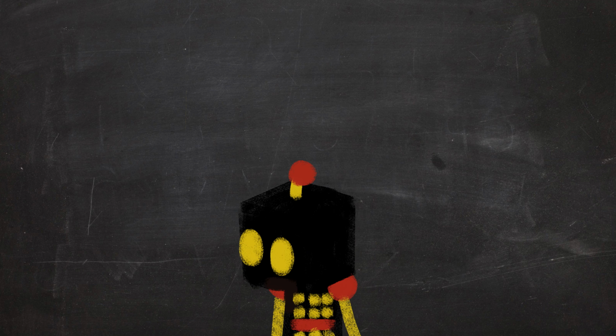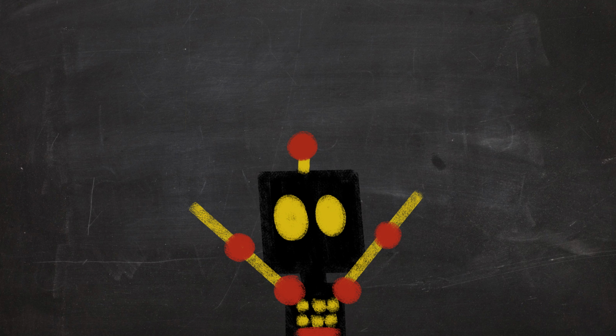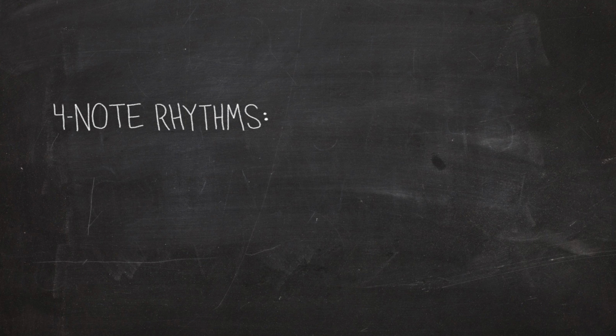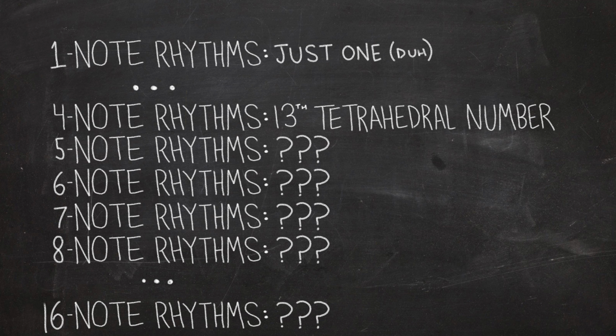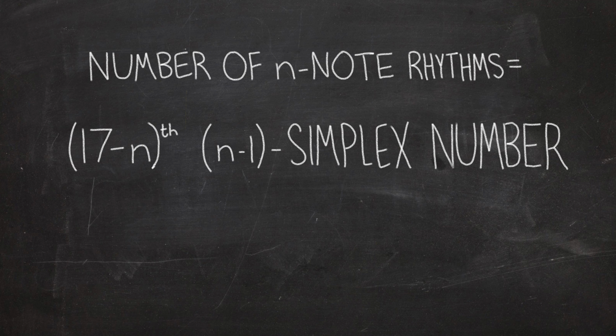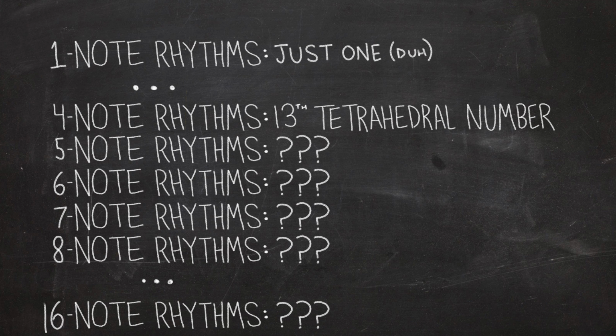Okay, it's been, I don't know how many minutes it's been, but we still don't have an answer to this video's question. So let's fix that. The number of rhythm possibilities, which contain 4 notes, was the 13th tetrahedral number, but we want to do this same calculation for all numbers of notes from 1 to 16. Here's how we do that. This is a formula that I devised, but I don't want to bore you with how we get this formula. It's not hard to figure out, so let's just jump to what the values are.